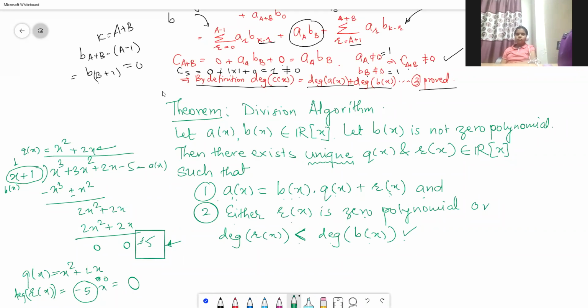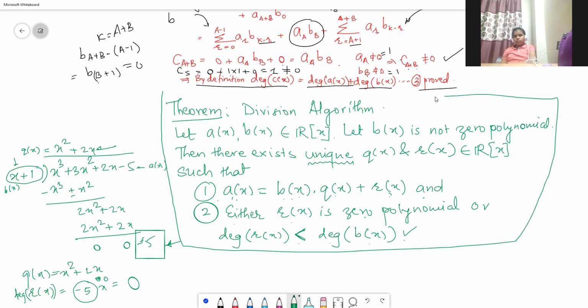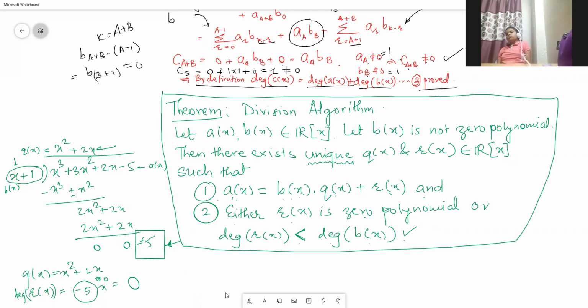Right? So as I said, we are not proving this, we will prove it in some other lecture later on, but right now we will start applying it.